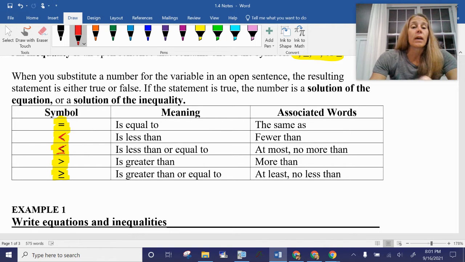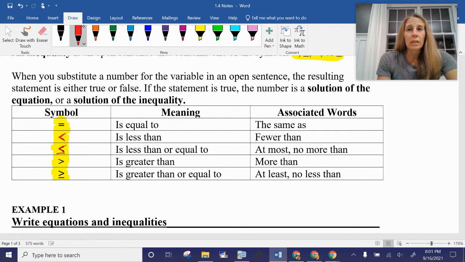So we know the equal sign means is equal to, but other words we might see that infer that we're going to use an equal sign would be the same as. Another one here, we have that little less than sign. It looks kind of like that tilted L. And another word you might see to mean that is fewer than. Less than or equal to is the meaning, and then other words would be no more than or at most.